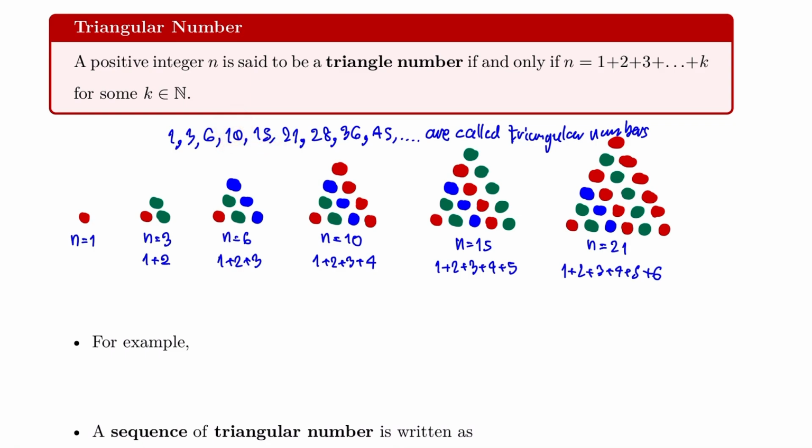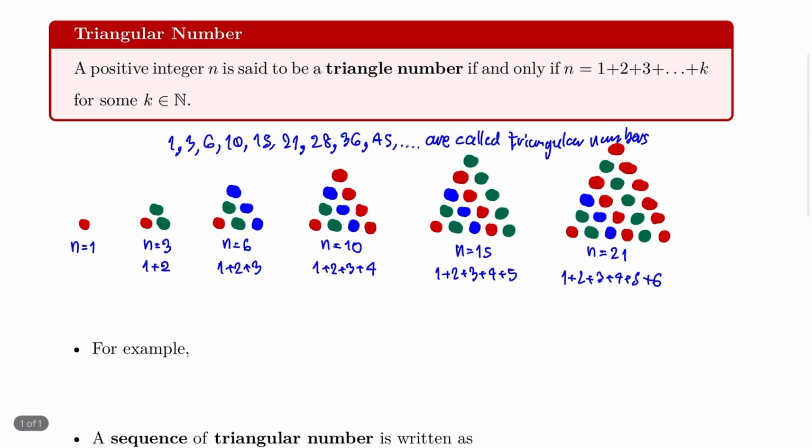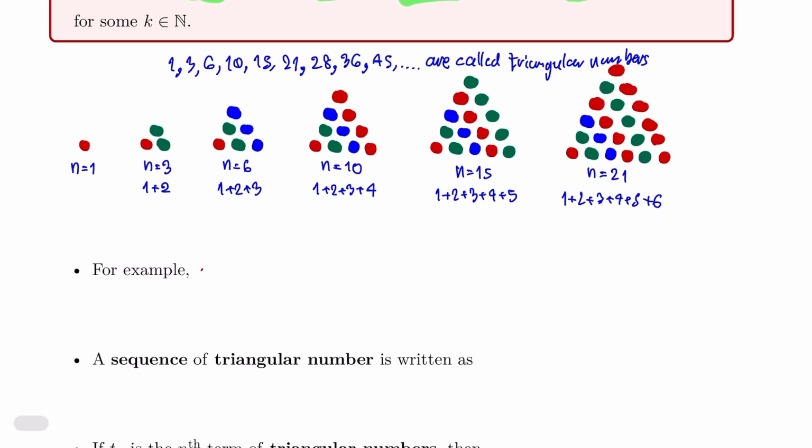Okay, so formally speaking, a positive integer n is said to be a triangular number if and only if this number n can be written as the sum of consecutive integers 1 plus 2 plus 3 all the way to some number, let's say k, for some integer k. Right, now I think you know an example already. So we have 1. Okay, 1 is a triangular number. Alright, and 6, why is 6 a triangular number? Because 6 is obtained by 1 plus 2 plus 3, which is the sum of consecutive numbers.